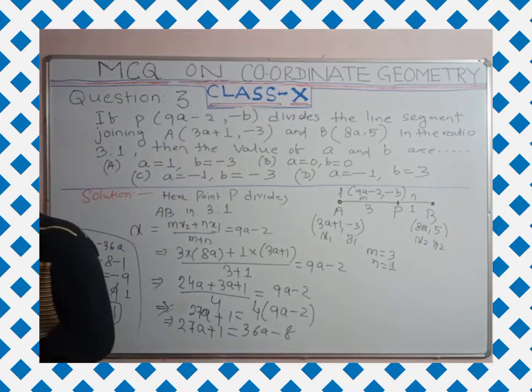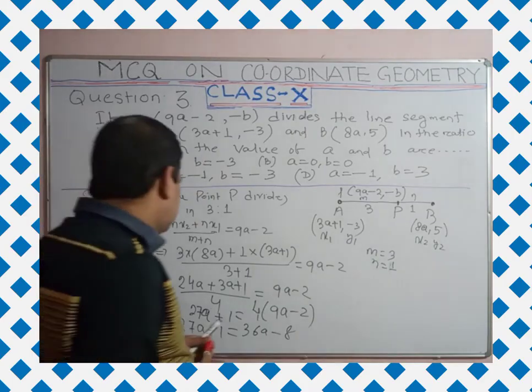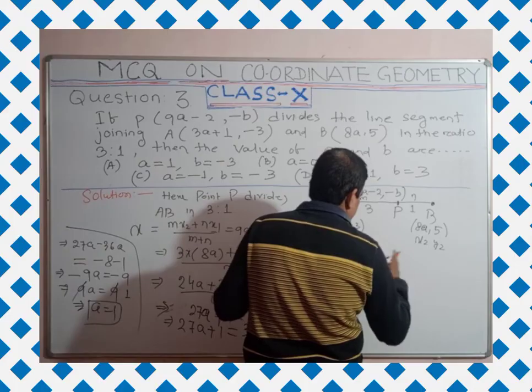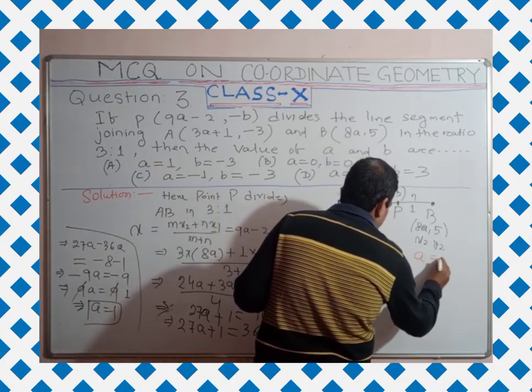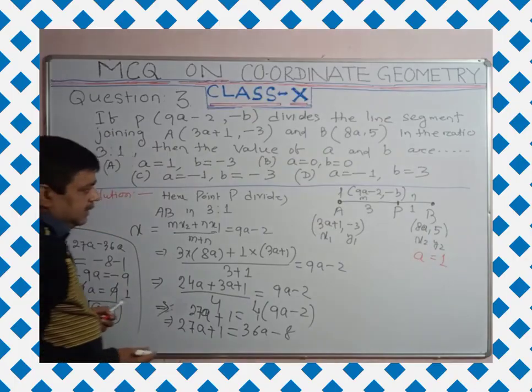Okay? By comparing their corresponding x coordinate. By comparing their corresponding what? X coordinate. So here we got the value of a is 1. Here a value got 1. Understand? Okay? Is it clear?